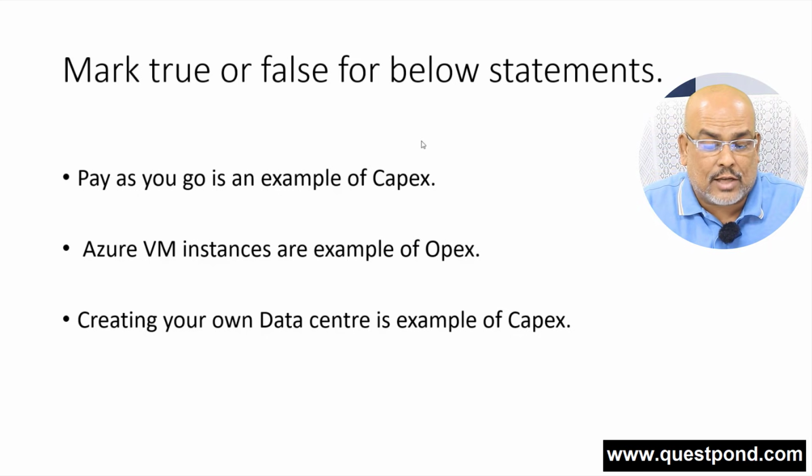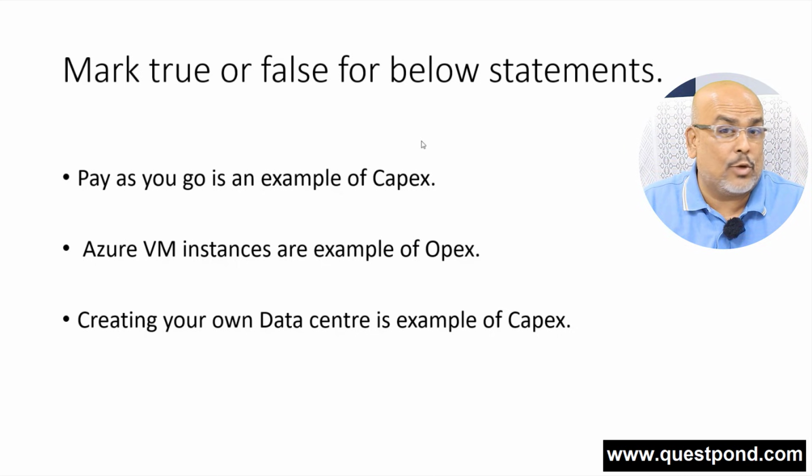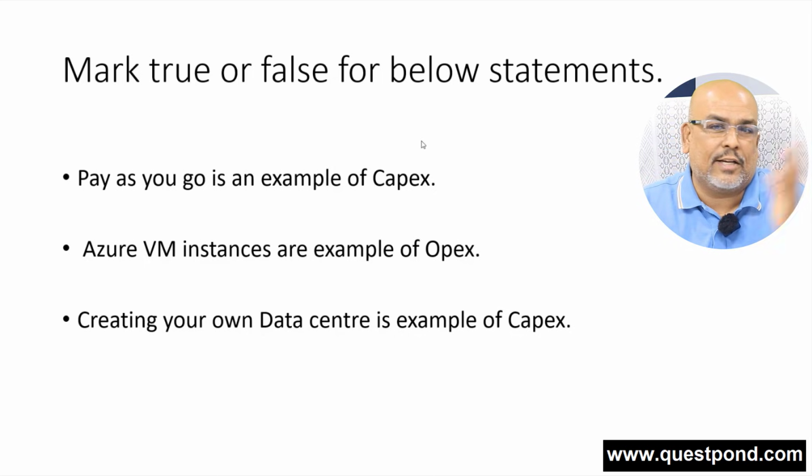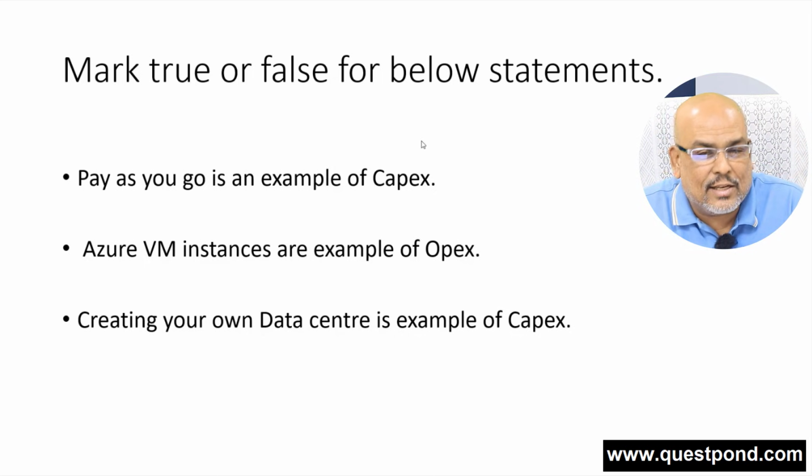Azure VM instances are an example of Opex. Remember, as soon as you go on Azure, is it Opex or is it only Capex? Remember, I have already covered that. The third one is pretty simple. I think you should be able to answer it. Creating your own data center building, bringing your own servers, erecting it, putting all the wires, is that an example of Capex or an Opex?